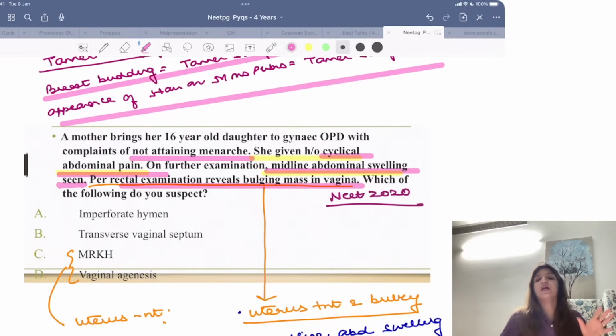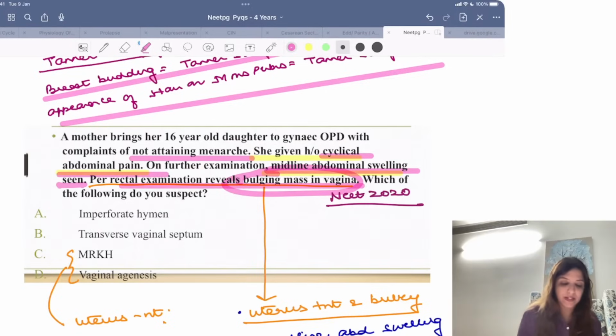Please remember, in a virgin female, per vaginal examination is contraindicated. So if I want to see whether uterus is present or not, I have to do a per rectal examination. Now here the patient has come to you with primary amenorrhea, and when you did a per rectal examination, a mass could be felt in vagina, and that means it's a bulky uterus which you are feeling. There is blood present in vagina, and there is blood present in uterus. So that means her uterus is present.